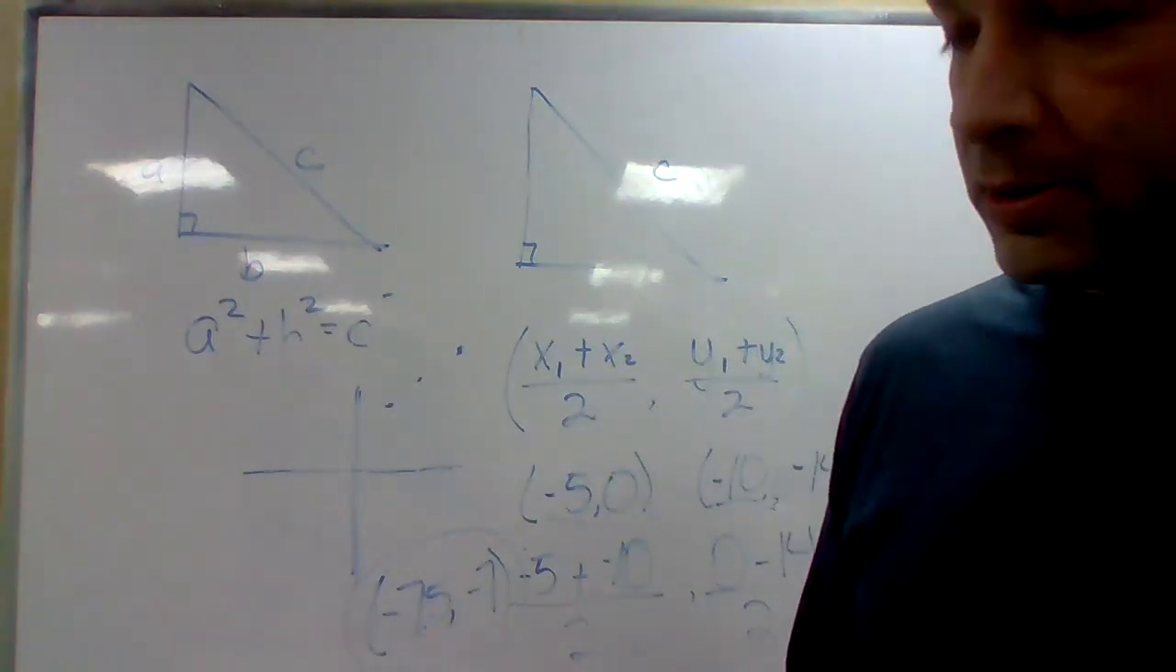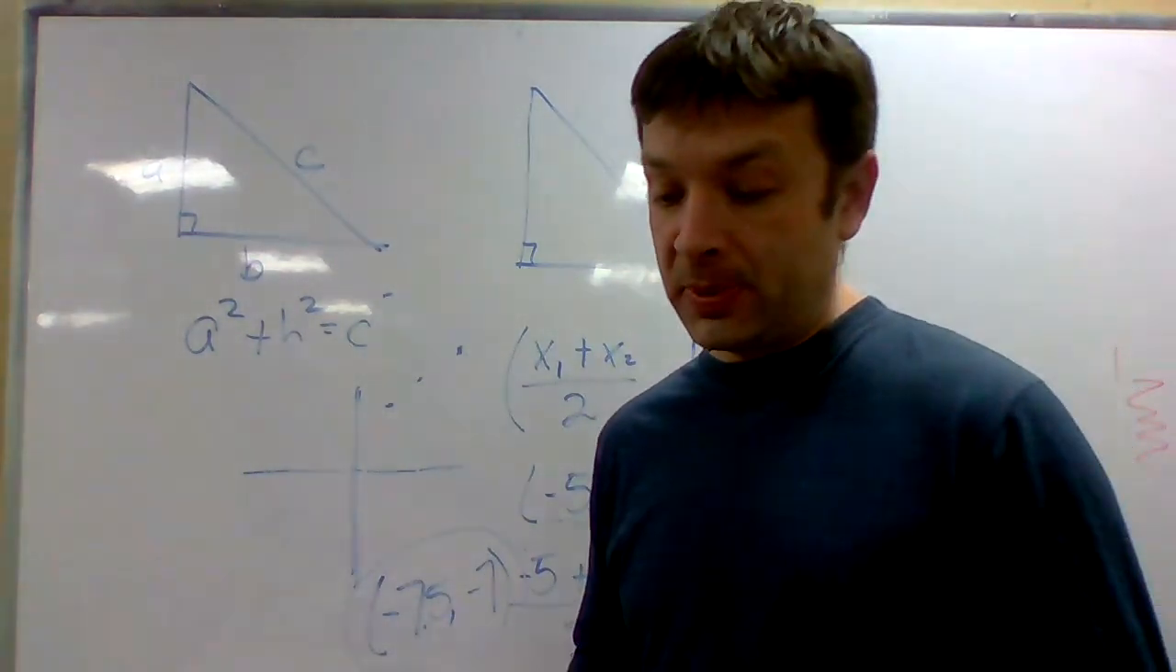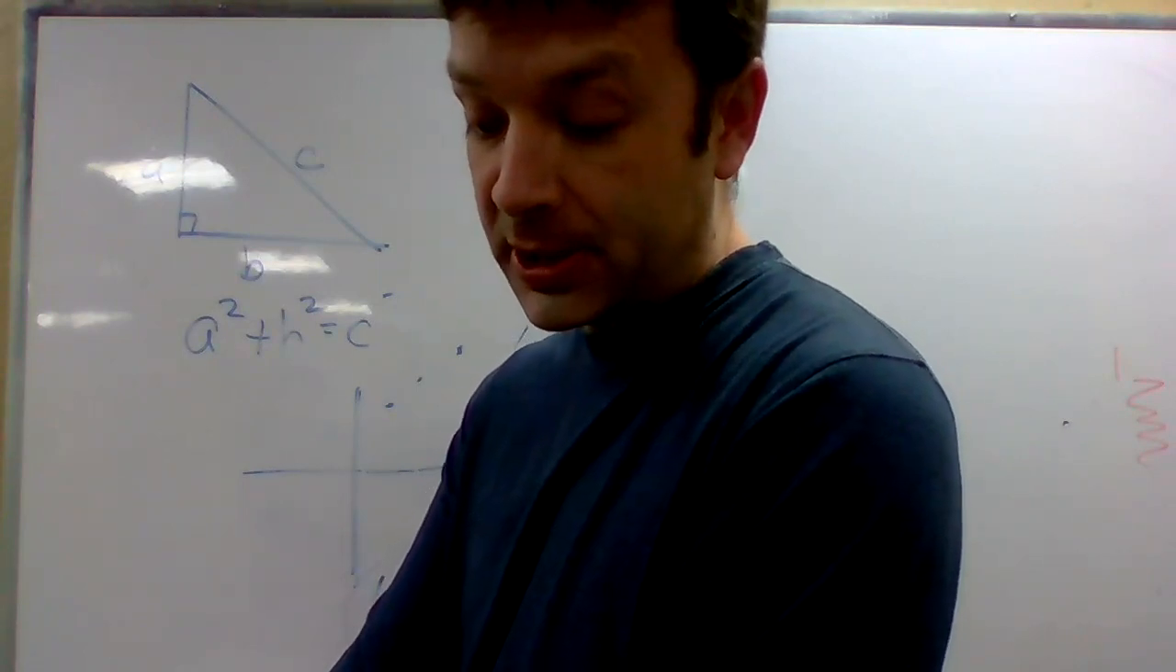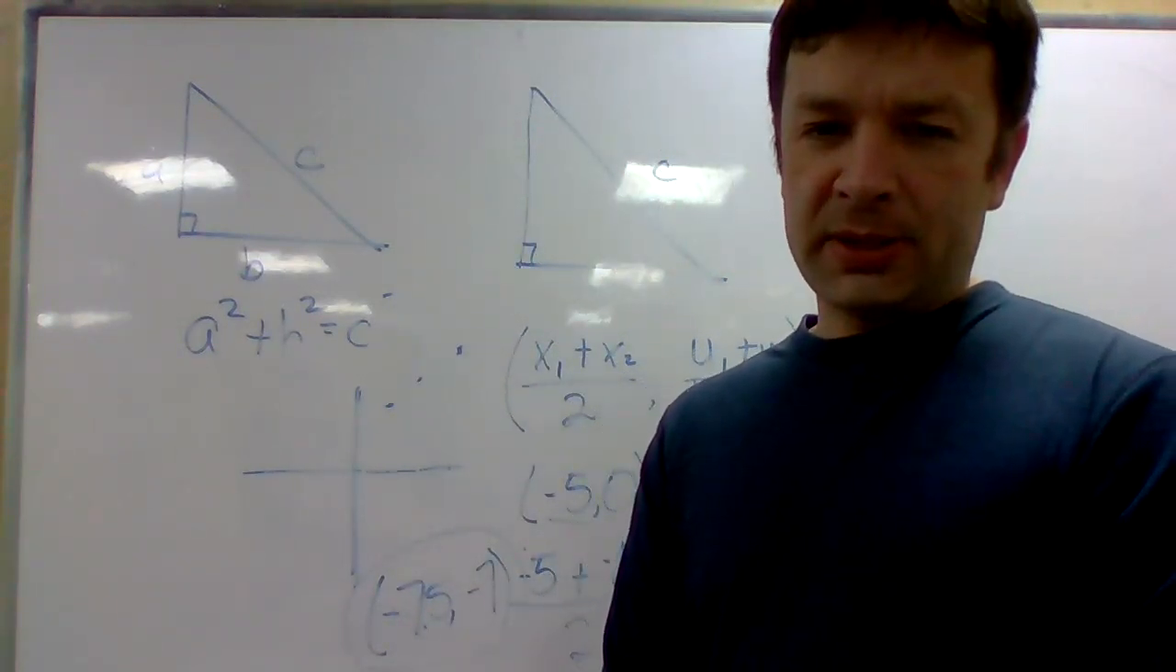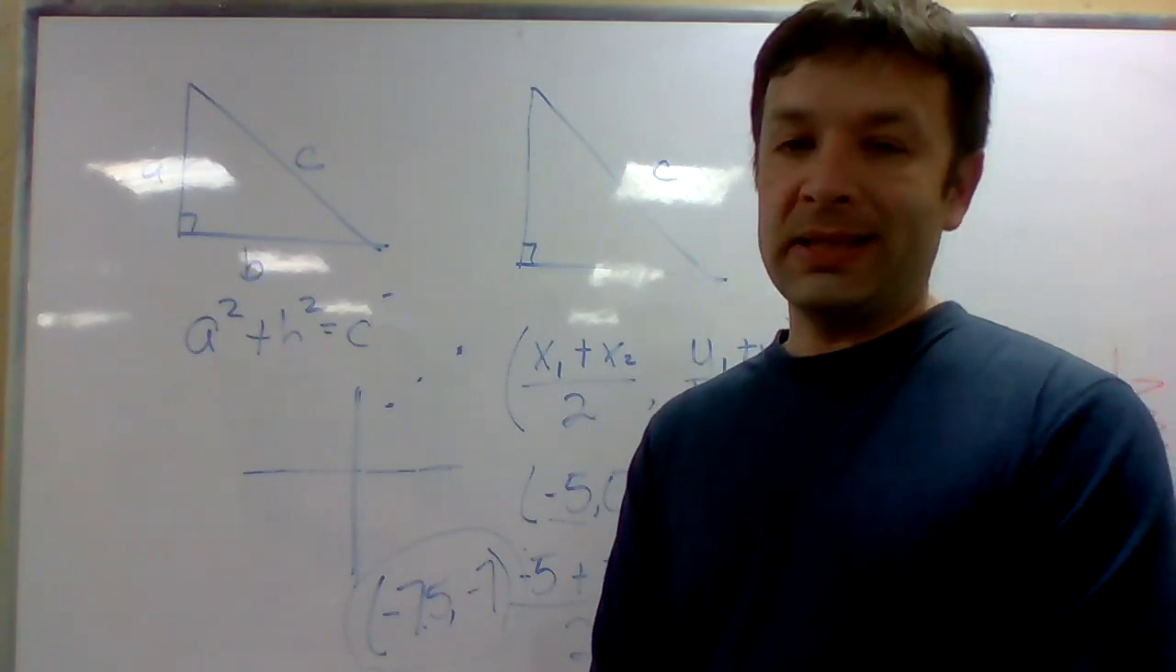Okay. That formula only applies for 17 through 19 because that's where they're asking for the midpoint. Once we get to 21, they're asking for something completely different, and that is the distance.